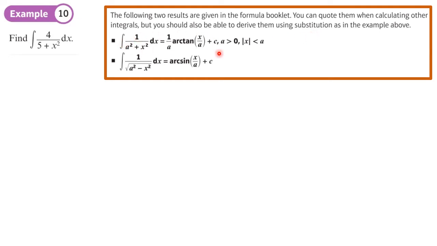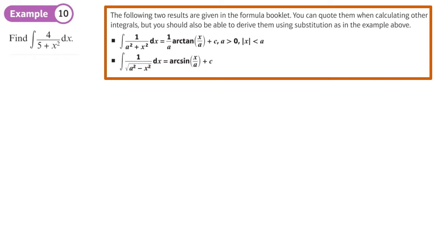But there are these two results which are in the formula book, so you don't need to memorize them, and you can just use them without further proof. So this isn't the question that says show that this equals something, where we would use substitution like in a previous example. Here we can just use one of these two results.